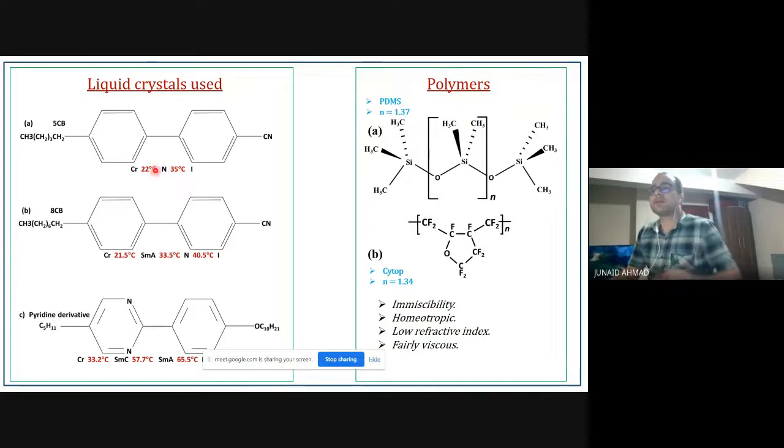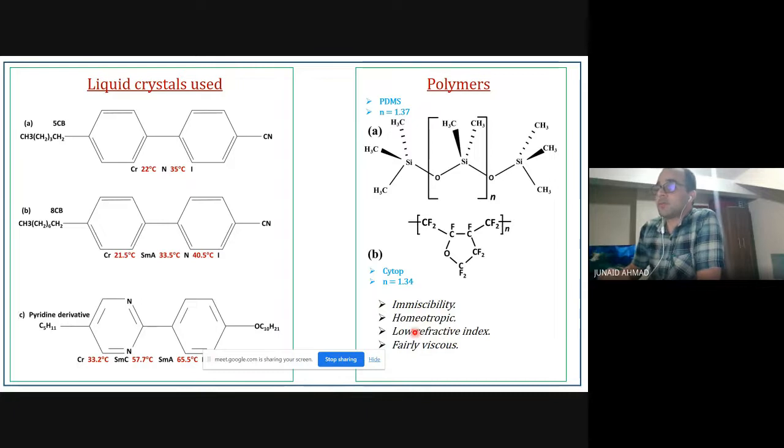Some of the liquid crystal compounds that I have used in my work are 5CB, 8CB, and this pyridine derivative. The polymers that I have used to suspend these droplets in are PDMS, which is highly hydrophobic and non-coplanar, as well as Cytop. Basically, the motivation is that you need a polymer having a refractive index lower than the liquid crystal compound, and at the same time it should be immiscible with the liquid crystal so that the droplets sustain in the mixture.